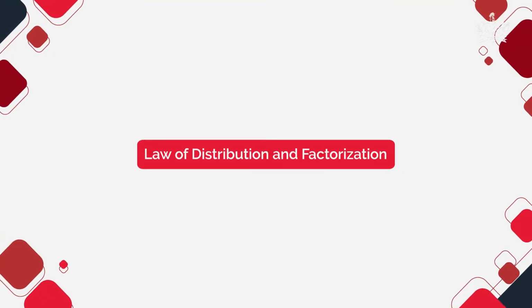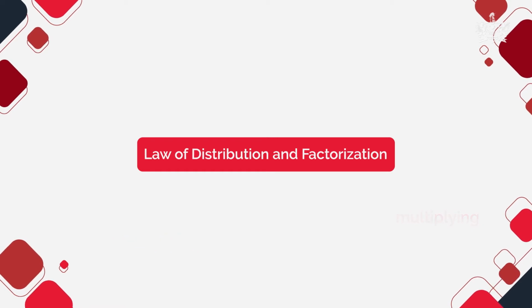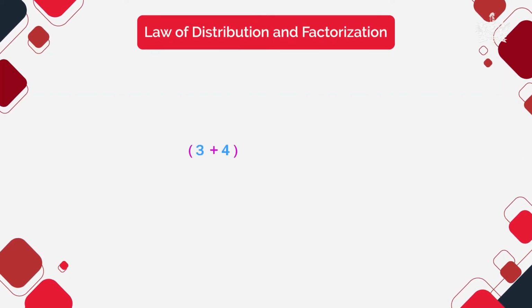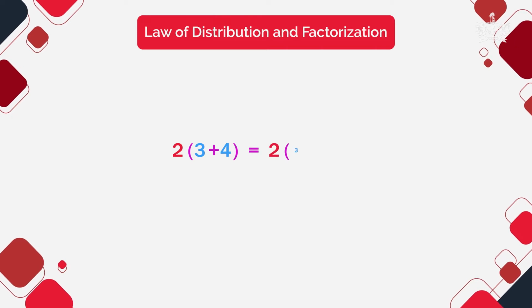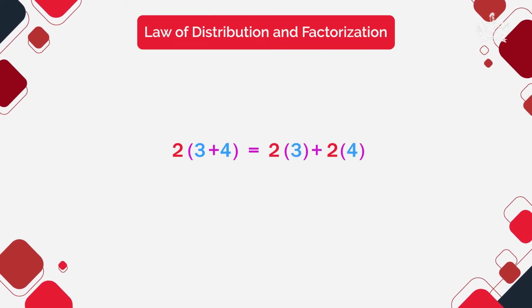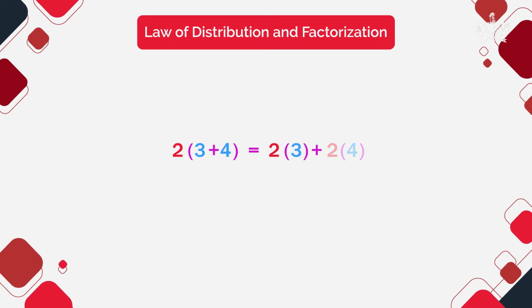Okay, next, before we get into multiplying polynomials, let's dive deeper into the law of distribution and factorization. The distributive property states that multiplying a sum or difference by a number is the same as multiplying each number individually. For example, 2 times 3 plus 4 is equal to 2 times 3 plus 2 times 4.